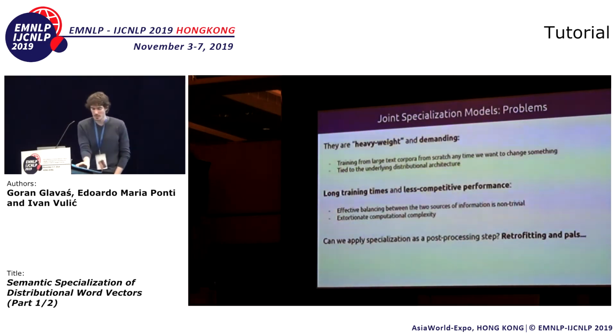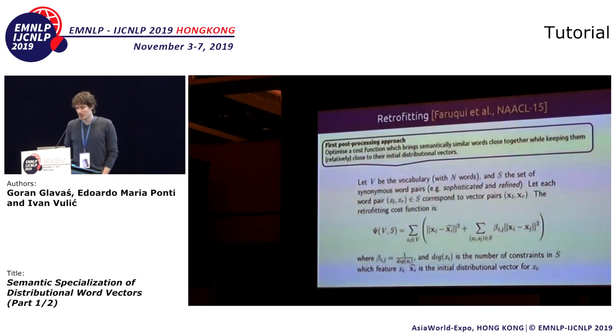So, okay, these were all, as I mentioned, heavyweight models because they need retraining from large text corpora any time you want to change something tied to the underlying distributional architecture, and that's why we actually wanted to move to retrofitting and friends. So the idea behind retrofitting is super simple, although it was written like it's a Schrödinger's equation, but it's actually so simple.